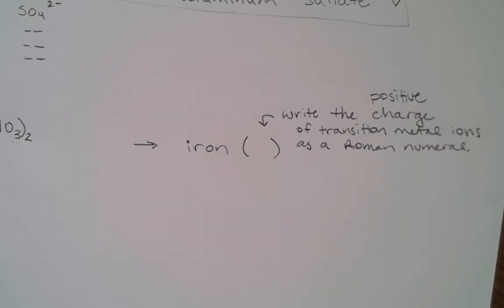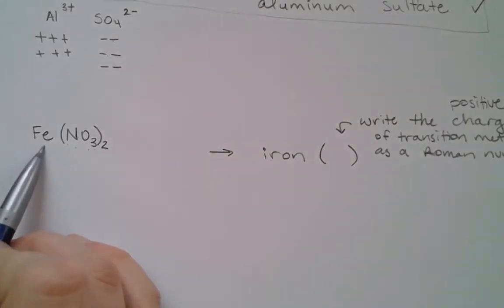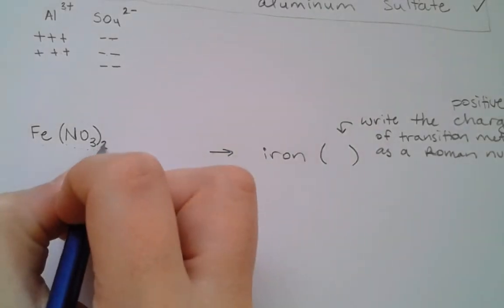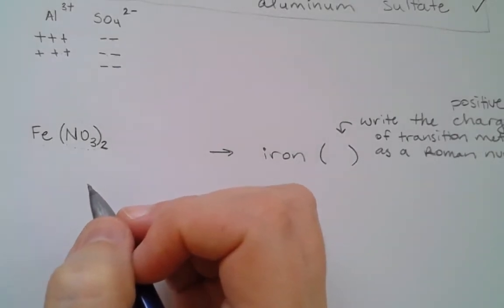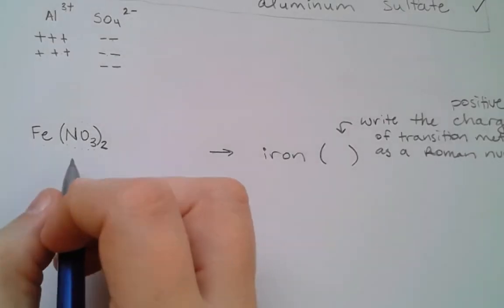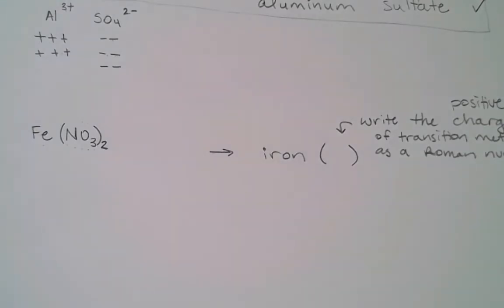Do we know the charge on the iron? Not yet. You're like, it's blank. How am I supposed to know its charge? Can we solve it? Can we figure it out? We know something about this iron. We know that this iron is stuck to 2 nitrates. Oops, I just told you something. This iron is stuck to 2 NO3s. It's in parentheses. It's 1 nitrogen and 3 oxygens.